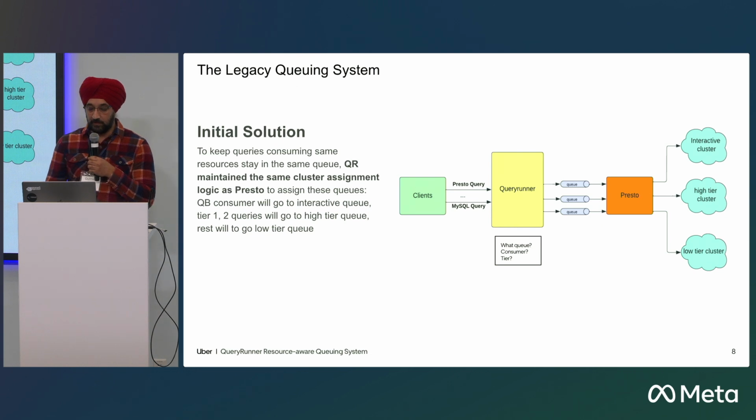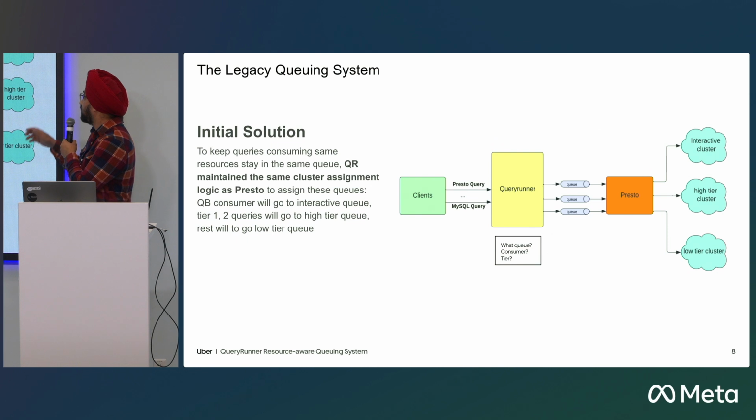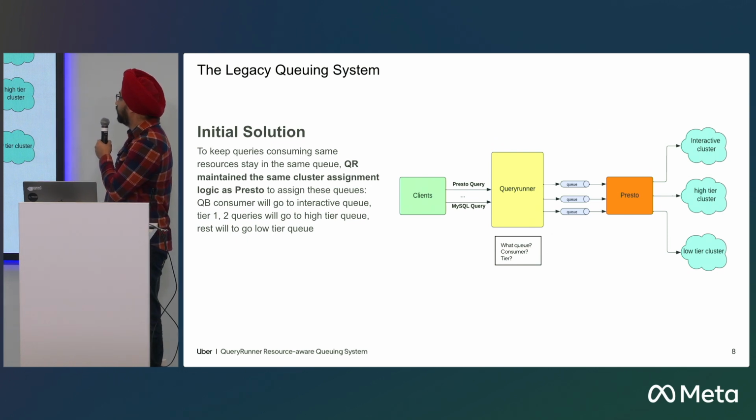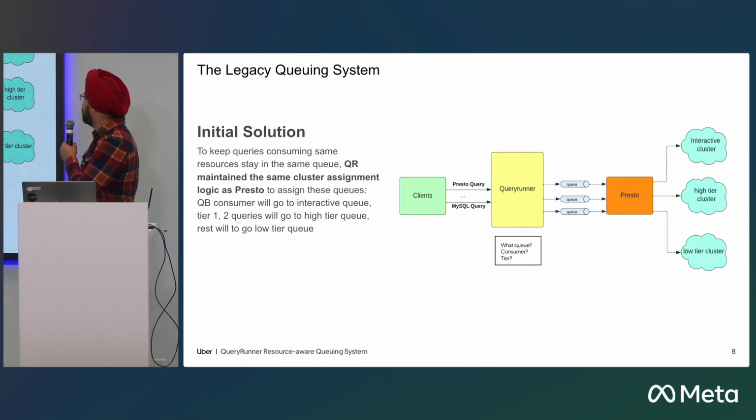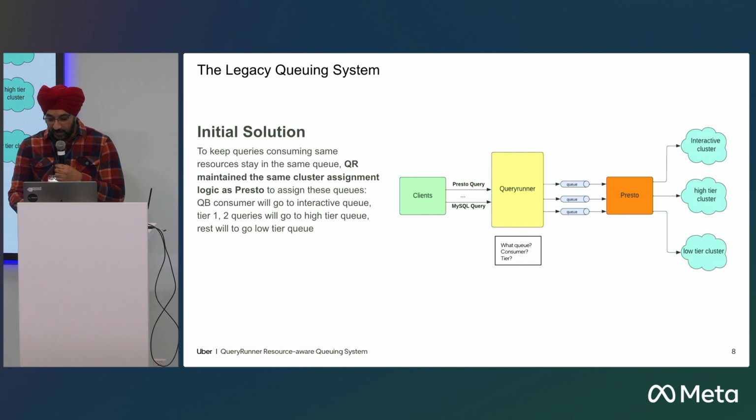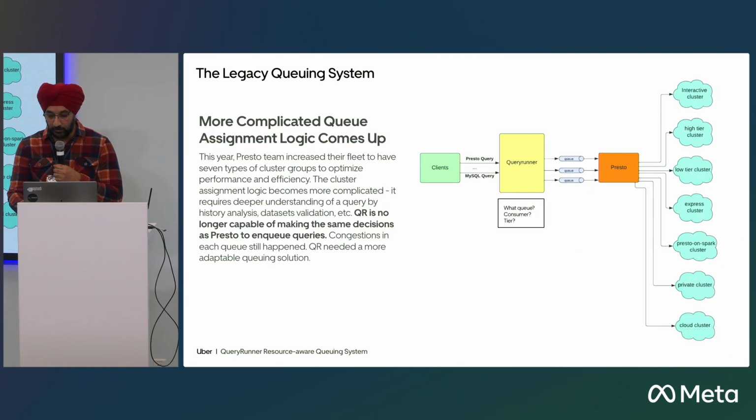The simple solution for this was to have a separate set of queues matching each of the cluster sets. We have a separate queue for interactive, a separate queue for high tier, and a separate queue for low tier. This was fine, but what we saw was that it was not becoming efficient as the number of cluster groups increased.